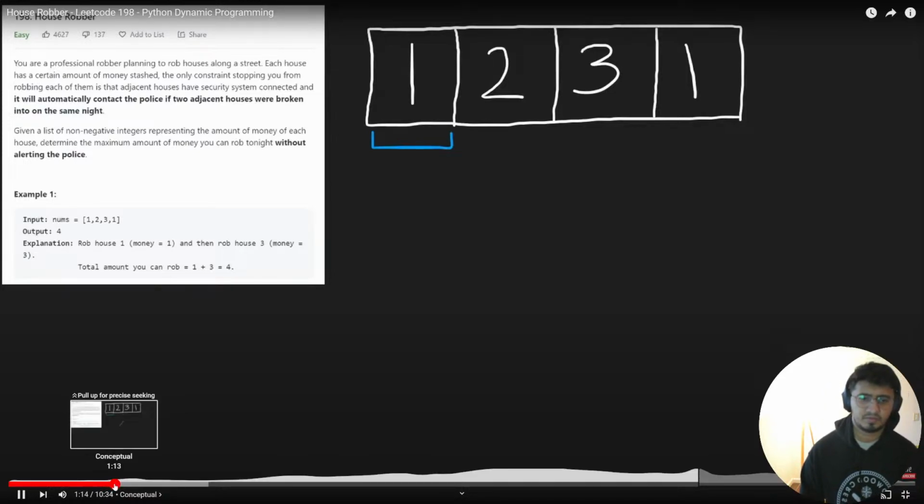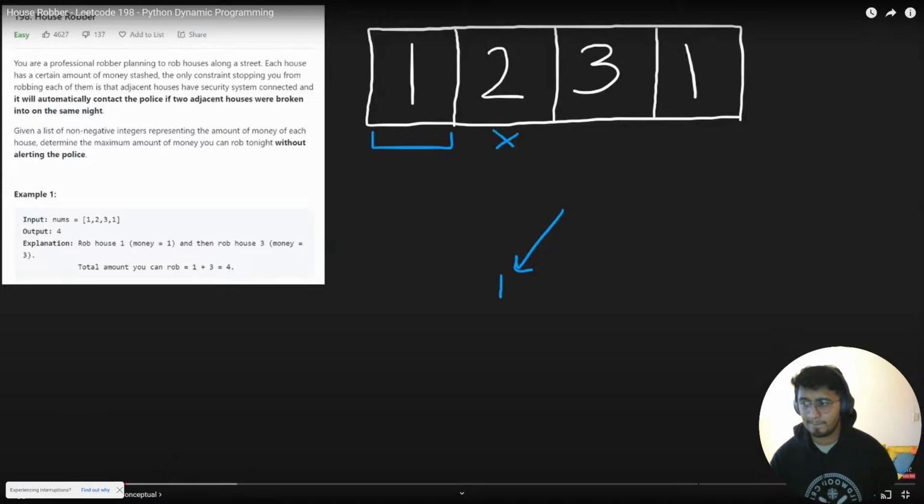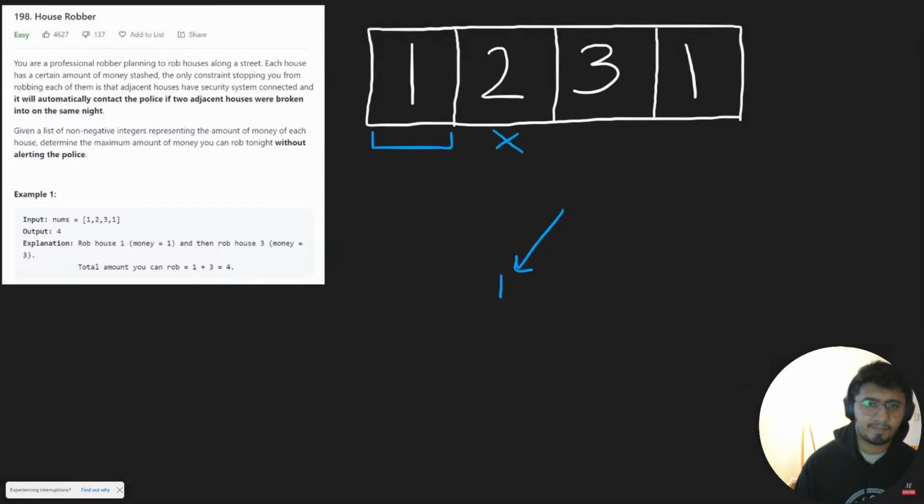Okay, so our first decision was to rob the house with value 1. Okay, so next we want to rob more houses, right? But we can't rob this one. So we have to basically get the max we can rob from these two. So does that sound kind of like a subproblem? Yeah, but we'll get there in a minute.